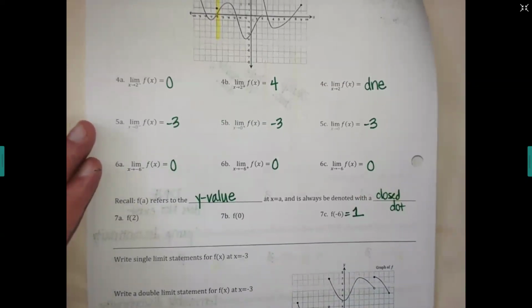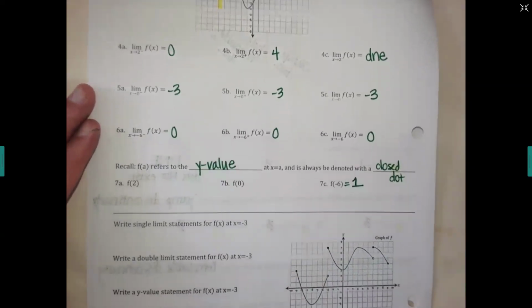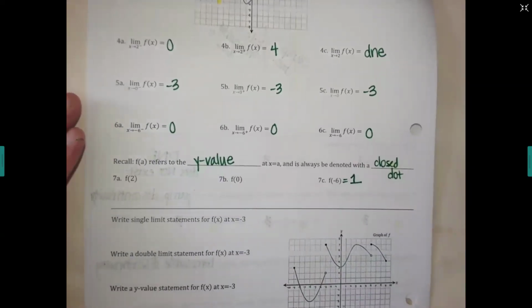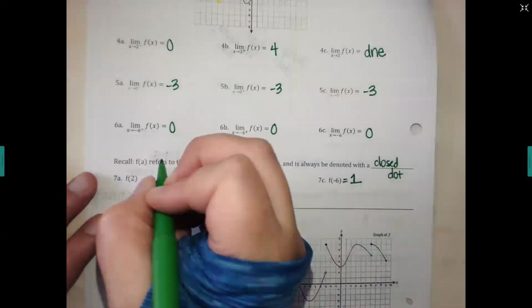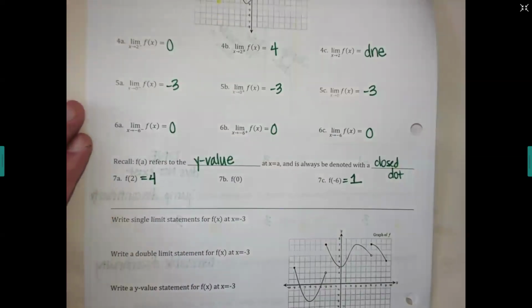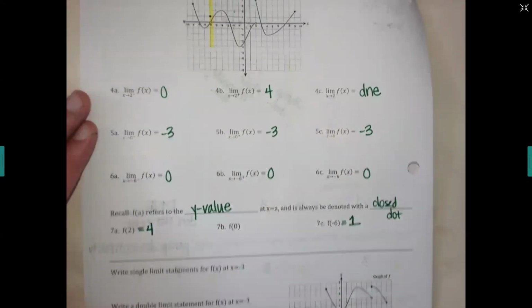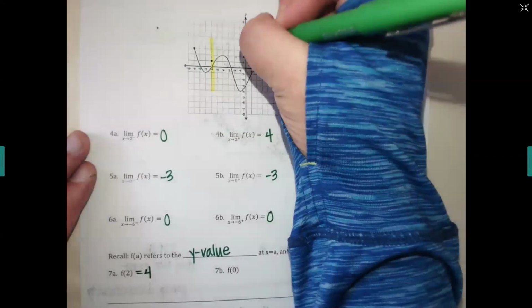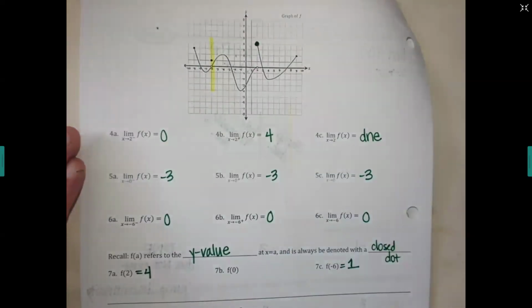Okay, next closed dot I want you to find for me is f at 2. So go to 2 on your graph. You're not checking the left or the right side. You're looking for the closed dot. Where's the closed dot for f of 2? What number? Should be 4. Okay, let me show you. At 2, I see that my closed dot is on this end of the graph. So that means that determines my y value.